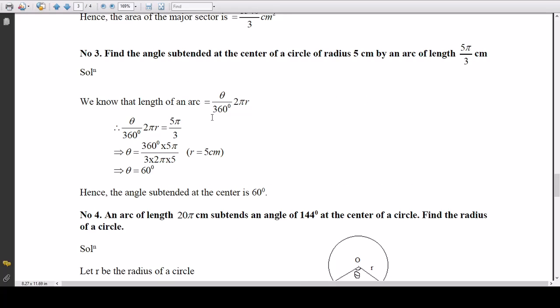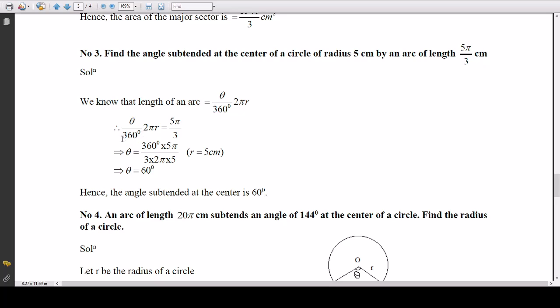Now we know that the length of an arc is given by which formula? Theta by 360 times 2 pi r. This is the formula for finding the length of an arc. But the length of the arc is given as 5 pi by 3, which means that theta by 360 times 2 pi r should be equal to 5 pi by 3. Now you need to find the angle theta, isn't it?